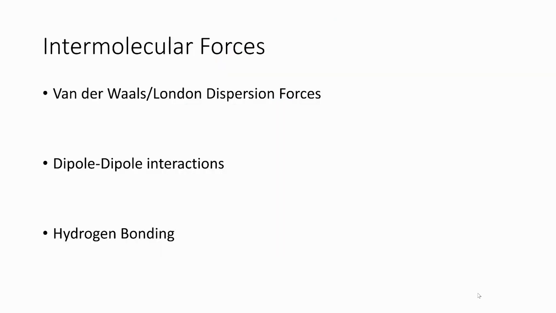So there are three types of intermolecular forces that we're going to start off with. Those are van der Waals forces, also known as London dispersion forces. Your textbook refers to them as van der Waals. I mostly talk about them as London dispersion forces, so I'll use both terms. The other types of interactions will be dipole-dipole interactions and then hydrogen bonding. So let's go ahead and talk about how we would recognize what kinds of forces molecules would have and why they are important.